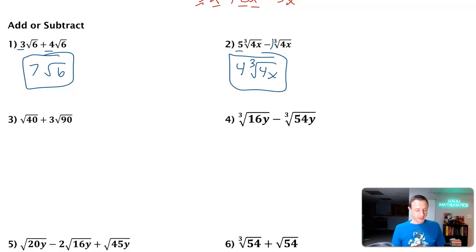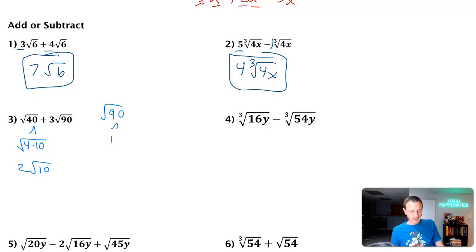But let's see something happen here. 40 and 90, I can actually break that down a little bit. 40 is 4 times 10, because the square root of 4 is 2. So I'm able to rewrite this as 2 root 10. The square root of 4 is 2, so that's going to be 2, and then the 10 is still on the inside. 10 is 5 times 2, and neither are perfect squares.